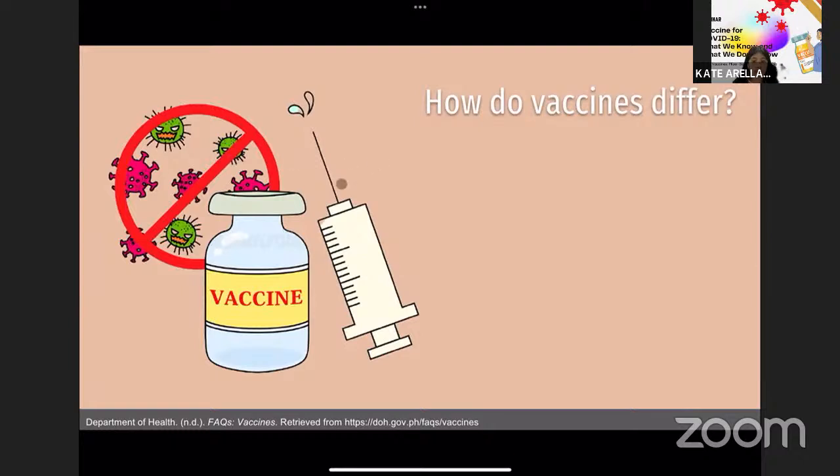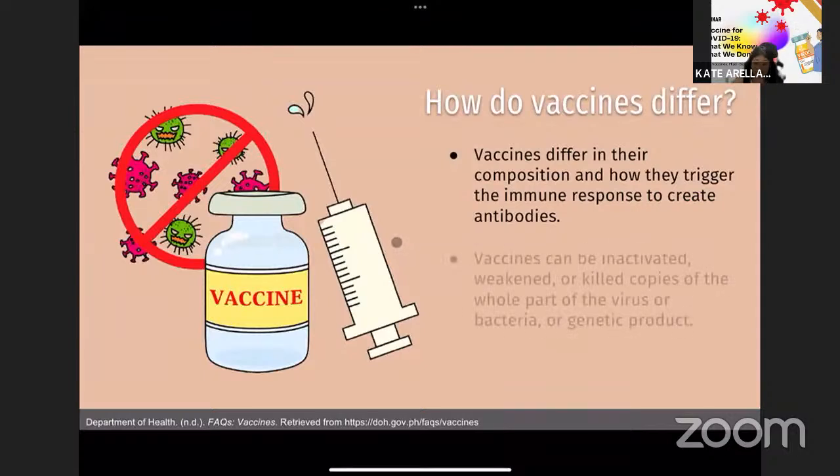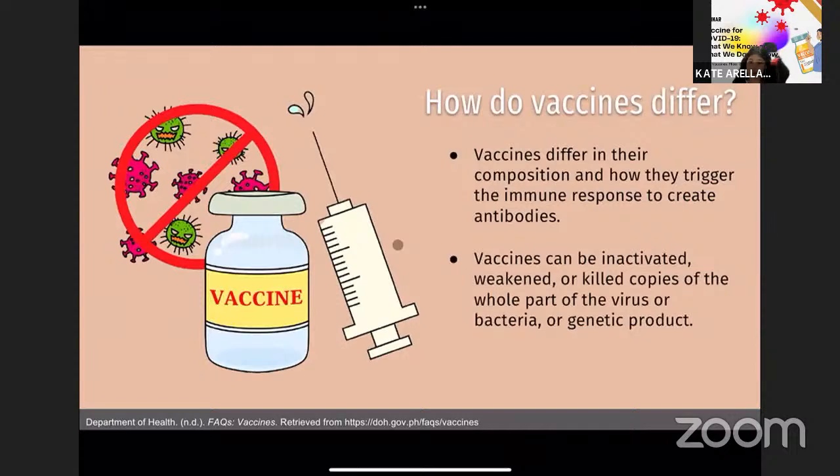Okay, so how do vaccines differ? Vaccines differ in their composition and how they trigger the immune response to create antibodies. These antibodies protect the body from microorganisms and serve as protection once a person gets infected with a disease. And vaccines can be inactivated, weakened, or killed copies of the whole or part of the virus or bacteria, or the genetic product like mRNA vaccines that creates protein copies without causing disease.